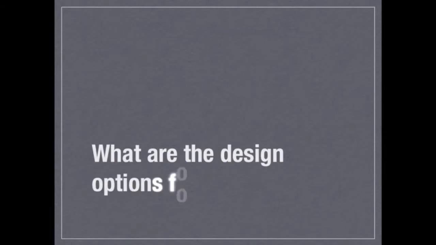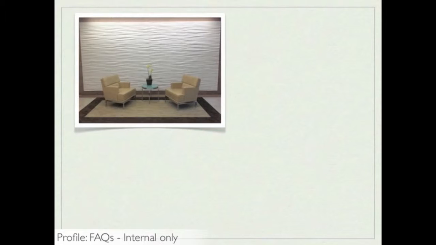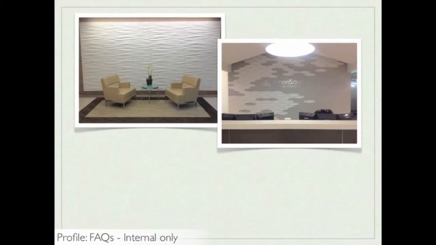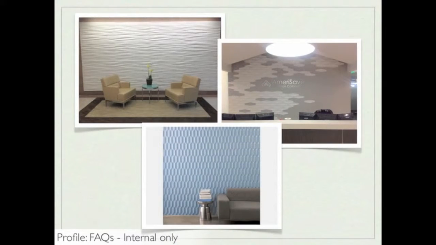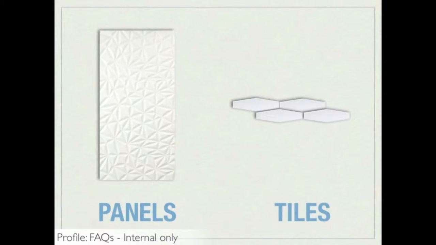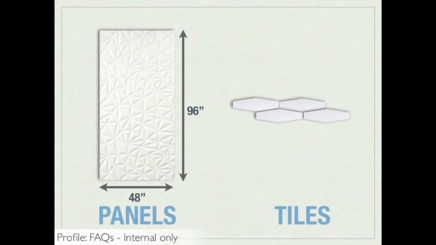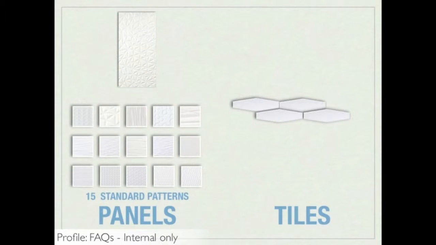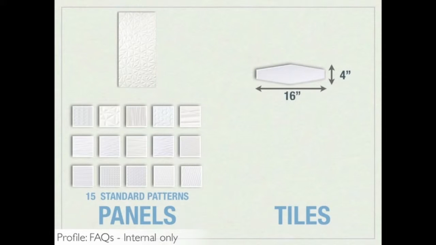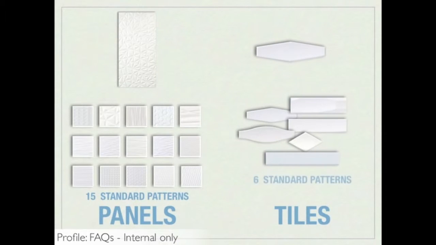What are the design options for profile? There's a number of different design options for profile due to the various types of patterns and finishes that are available. As you know, profile comes in panels or tiles. The panels are 48 by 96 inches, and there are 15 standard patterns. Tiles are small and modular and are roughly 4 by 16 inches. For tiles, there are 6 standard patterns.